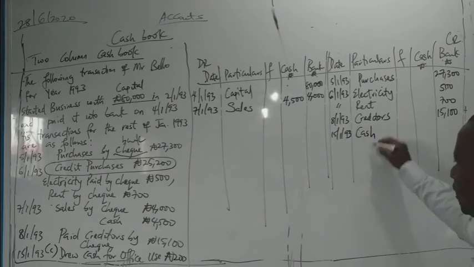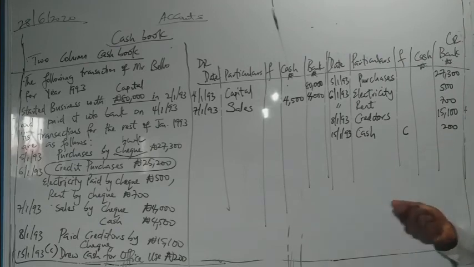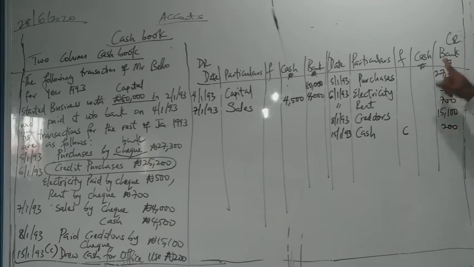We'll write cash. How much? 200. Now, we'll put C here. C here signifies contra entry. Money is going out from the bank account, because when you withdraw money from the bank, the account is given. And any account given is what? Credited. So that's why we put it here, and we write the corresponding cash account here.